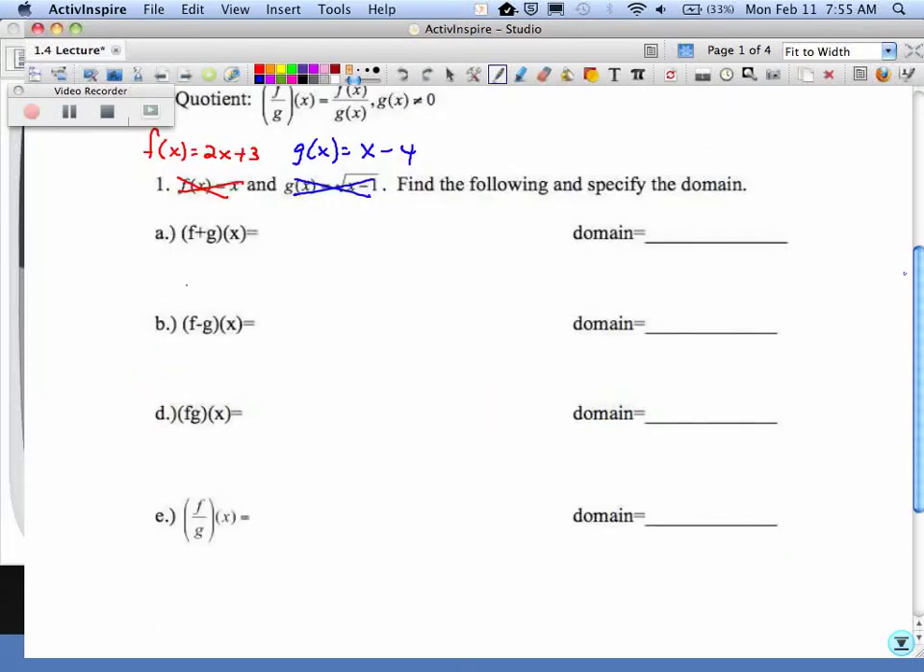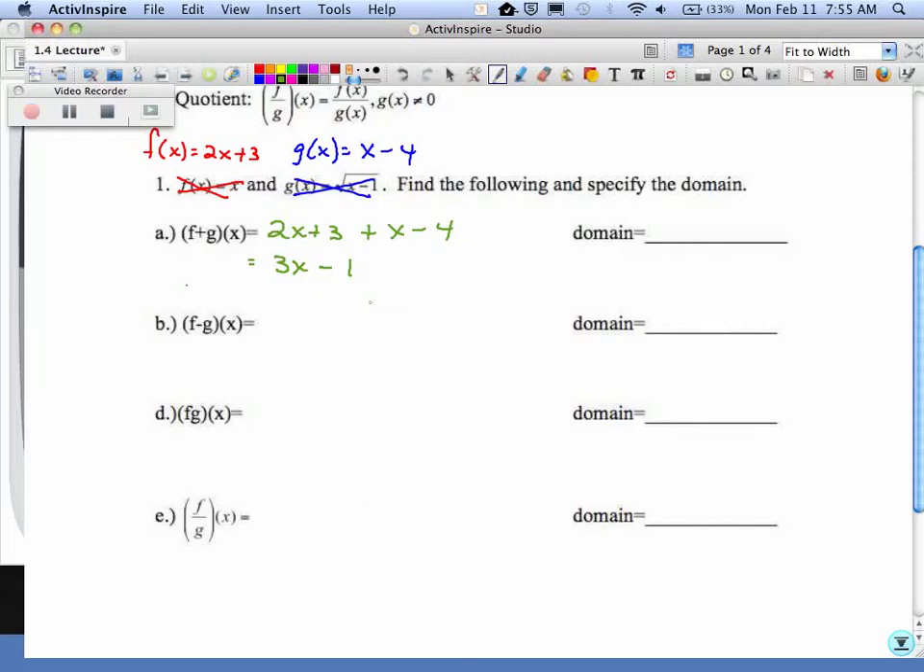So the first time they ask us to add them together, I'm going to write 2x plus 3 plus x minus 4. So I'm just adding the two functions together. Then all we're doing is looking for like terms. So the 2x and the x go together. The 3 and the negative 4 go together. And I end up with 3x minus 1.